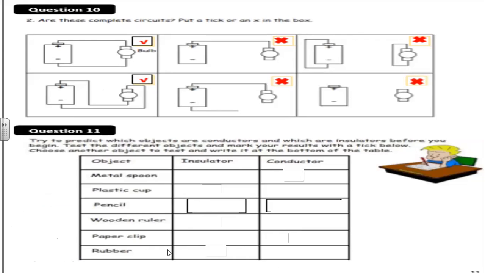Okay, Karma, I want you to answer the table. Tell me, the metal spoon, is it an insulator or a conductor? Conductor. Okay. Before I go, guys, because there is less than 1 minute and we're going to be cut off, the rest of the paper I'm going to upload in tomorrow's recorded session, okay?